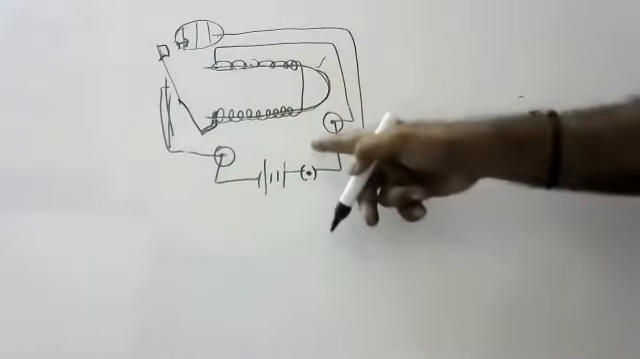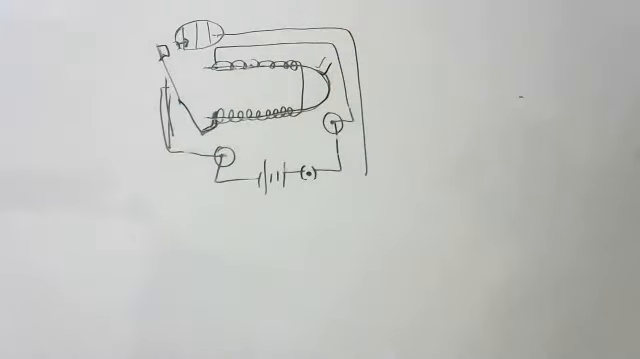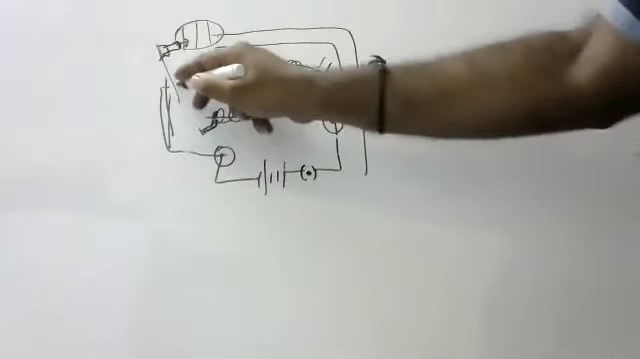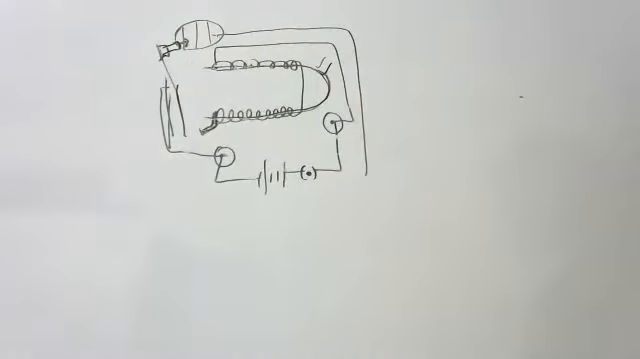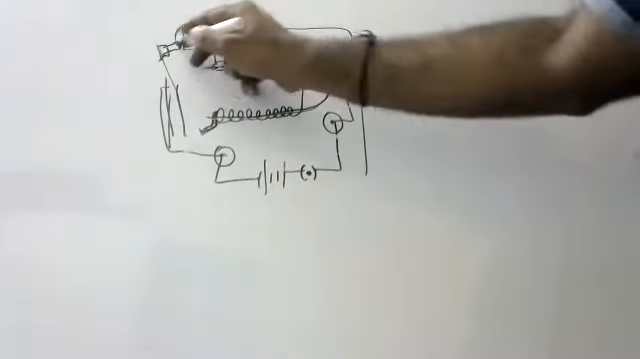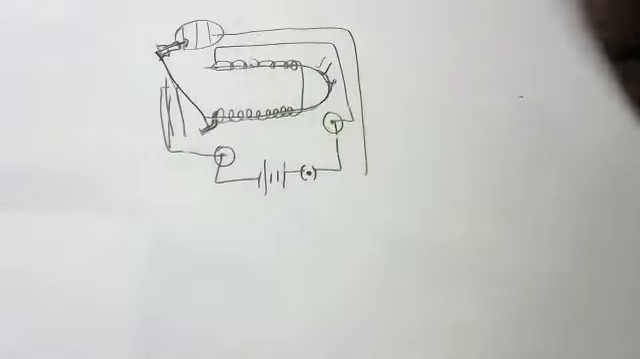Again now current will flow. When current is flowing, this will behave as a magnet. This will try to come closer. When this is coming closer, this will go back. Again current is stopped, which means this will stop behaving like a magnet and this will go away. When this is going away, this will come and touch this.